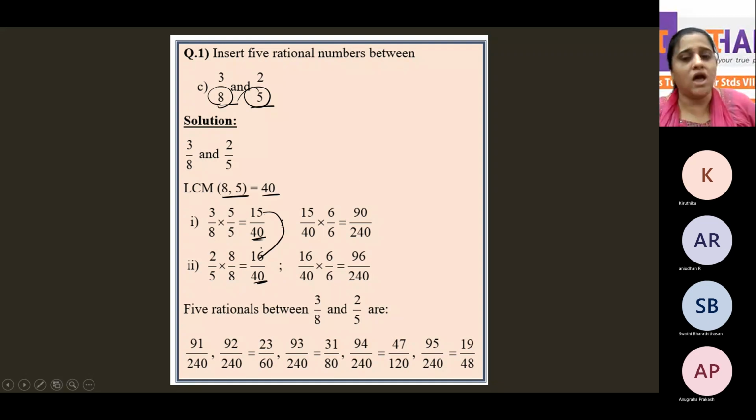So widen the space. How? By multiplying like this. Any number you can multiply. You can multiply by 10 also. 10 and 10 here, 10 and 10 here. So the space in the numerator will widen and then you insert.